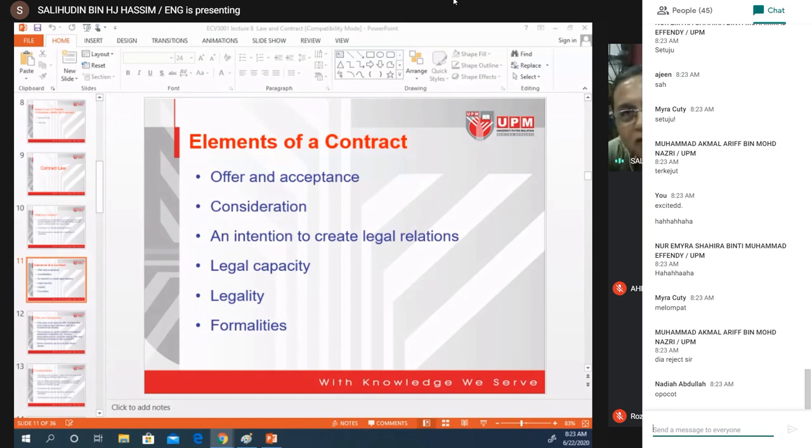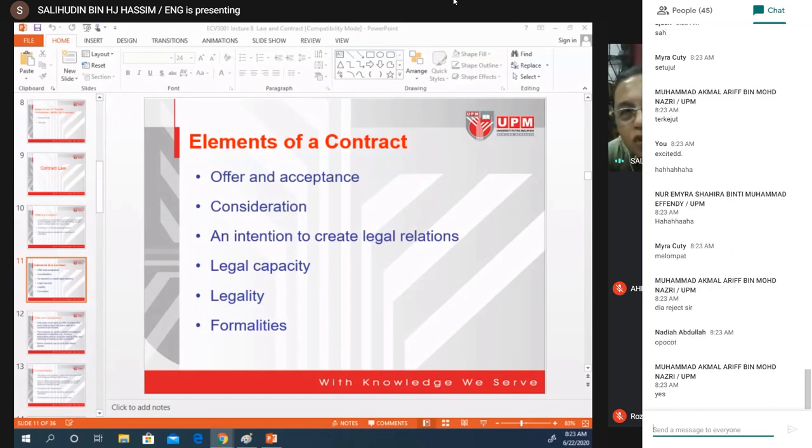This contract is universal. The contract mentioned in the Quran, I cannot remember which verse, but I come across it many times when I read the translation. All these are in the Quran. Imagine, it's in the Quran. The elements of contract.